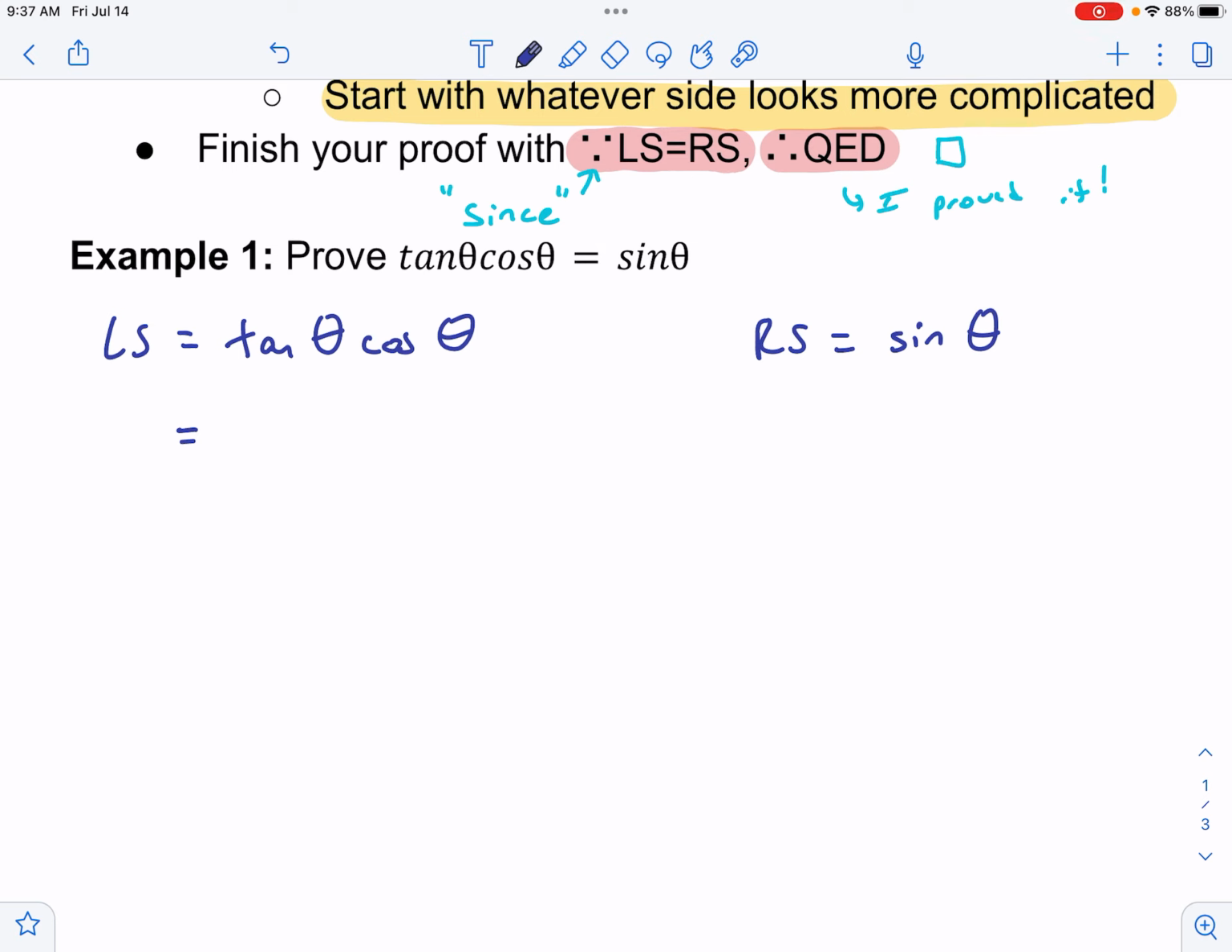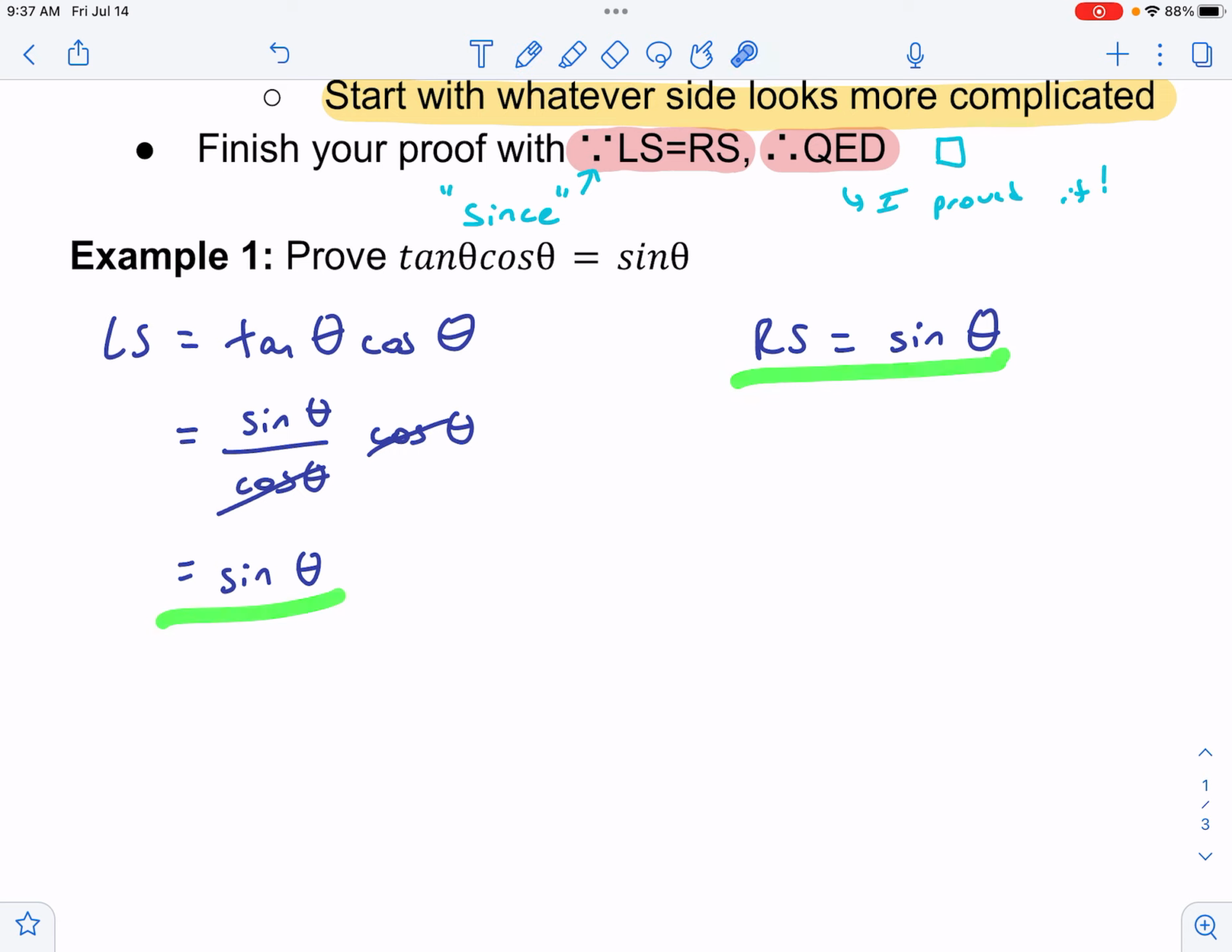So my tan, I'm going to change it to be sine theta divided by cosine of theta, and this is still all times cosine of theta. Well, look at that. My cosine of thetas will end up canceling out, and so my left-hand side is equal to sine theta. My left-hand side now matches my right-hand side, so I'm done. And so I can conclude with, since my left-hand side is equal to my right-hand side, therefore QED.